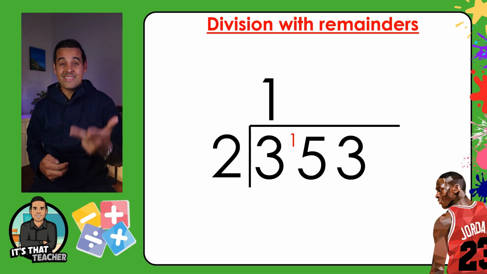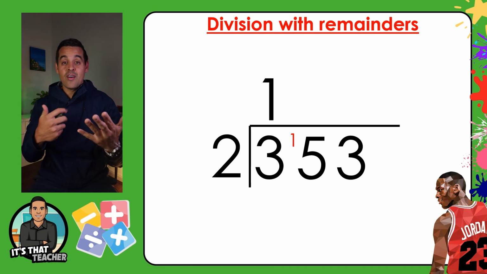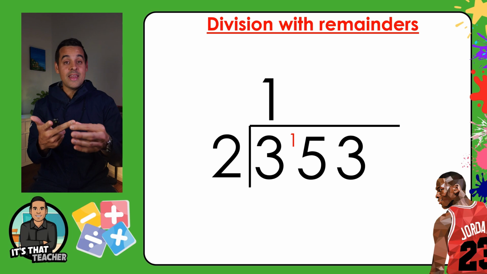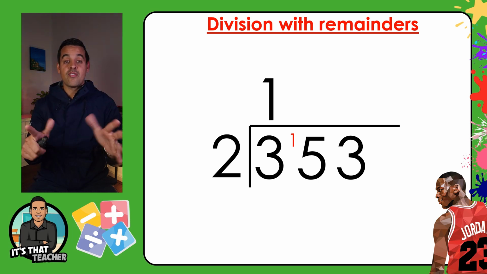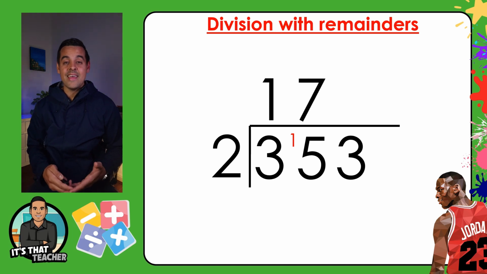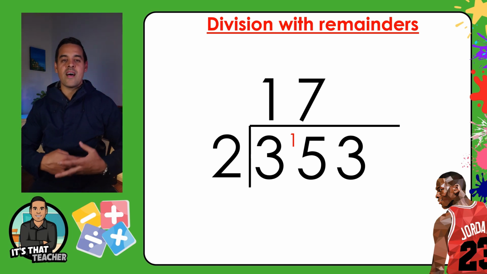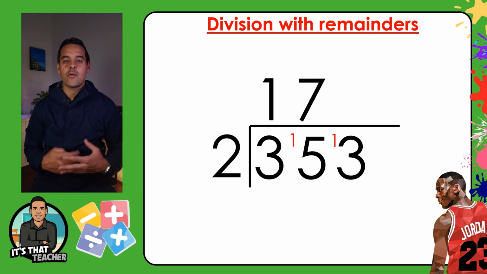2, 4, 6, 8, 10, 12, 14. 16's too many, go backwards. So 2, 4, 6, 8, 10, 12, 14. So we have 7 there. We've used 14 of our 15, which means we have 1 remainder.